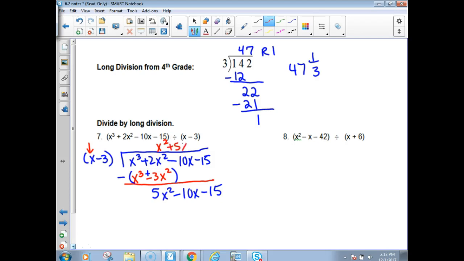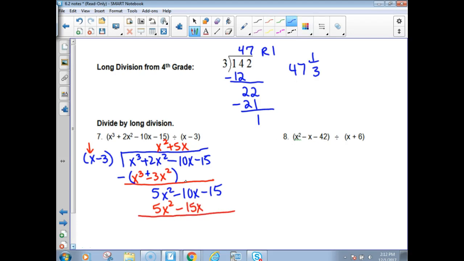All right, now I start over again, and I try going x goes into 5x squared plus 5x times. Now we got to multiply 5x times the x minus 3 and put the results under here. 5x times x is 5x squared. 5x times minus 3 is minus 15x.